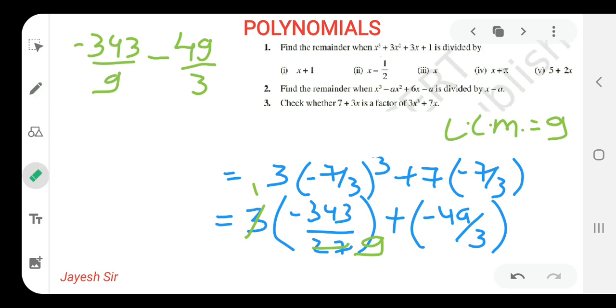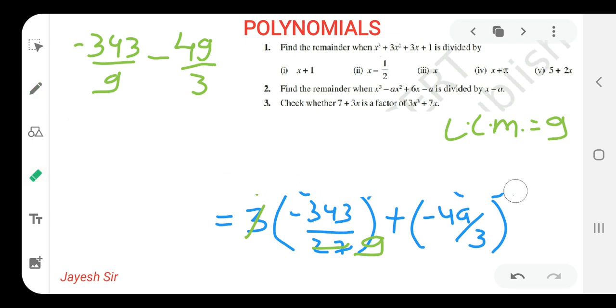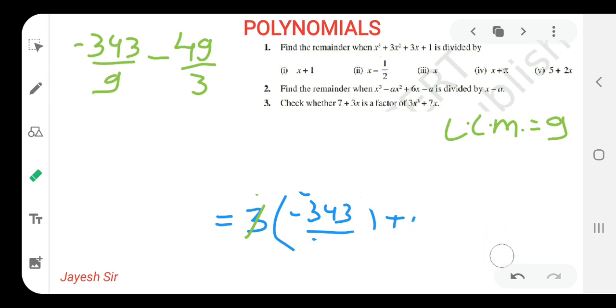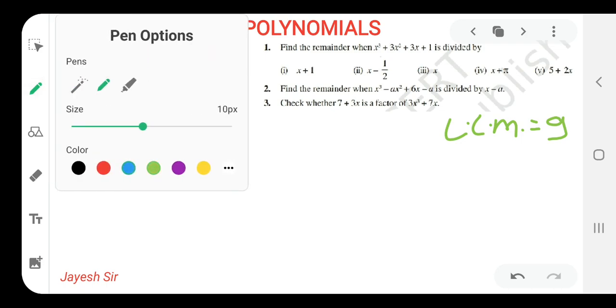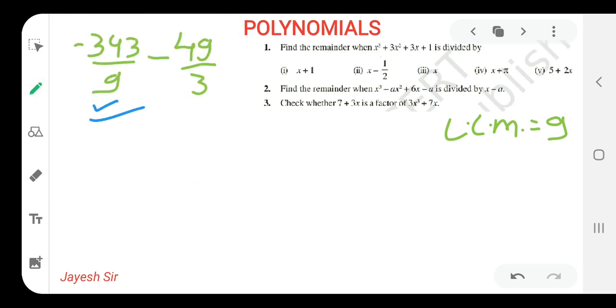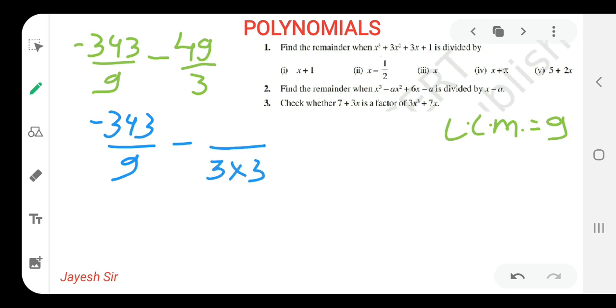Now what are we supposed to do, friends? We have to make the denominator 9 because our LCM is 9. In the first term it is already 9 in the denominator, so we'll write minus 343 upon 9 as it is. And we have to make the denominator 9, so 3 should be multiplied by 3 to make it 9, and 49 should also be multiplied by 3.